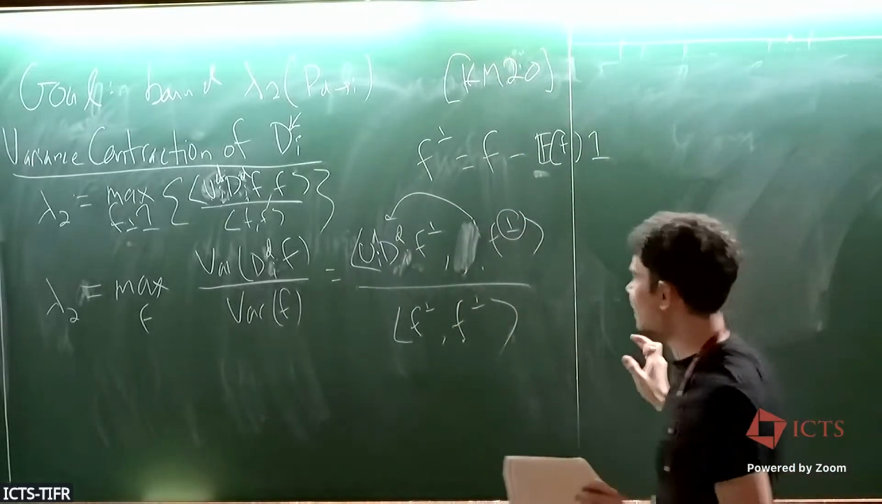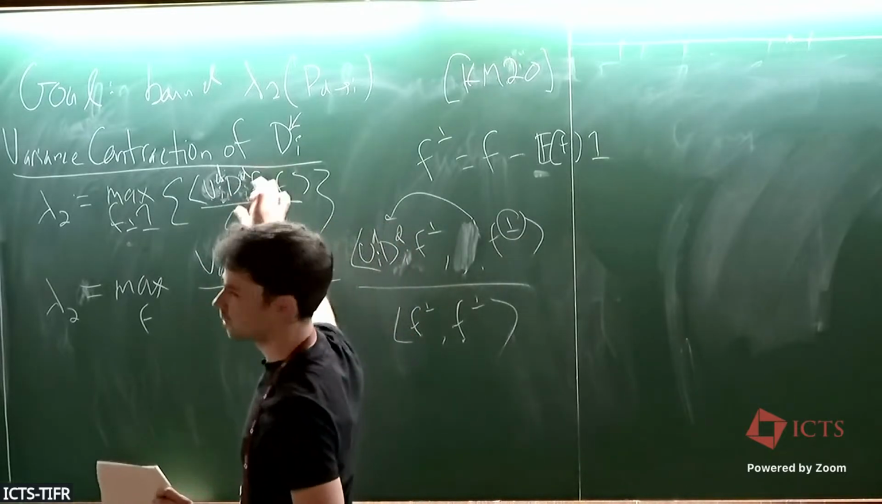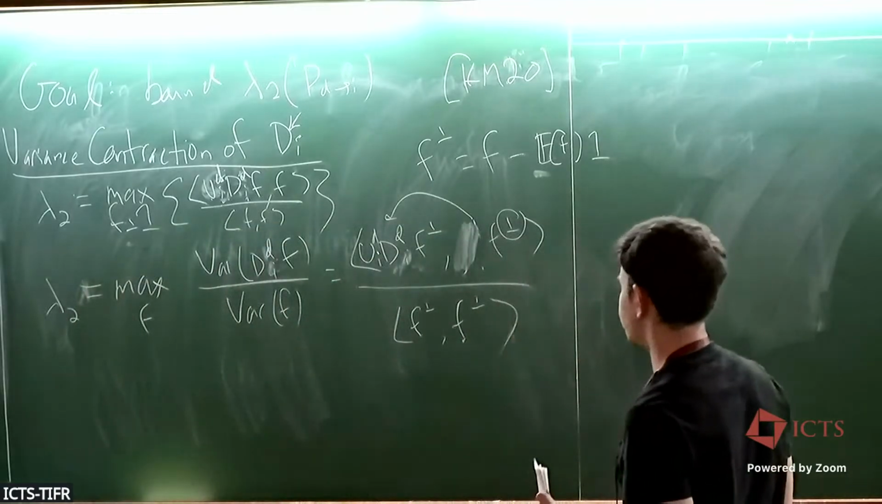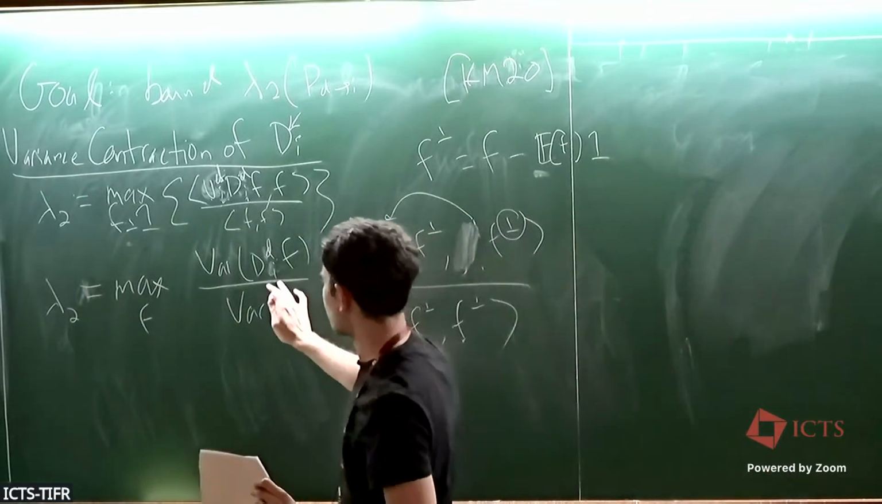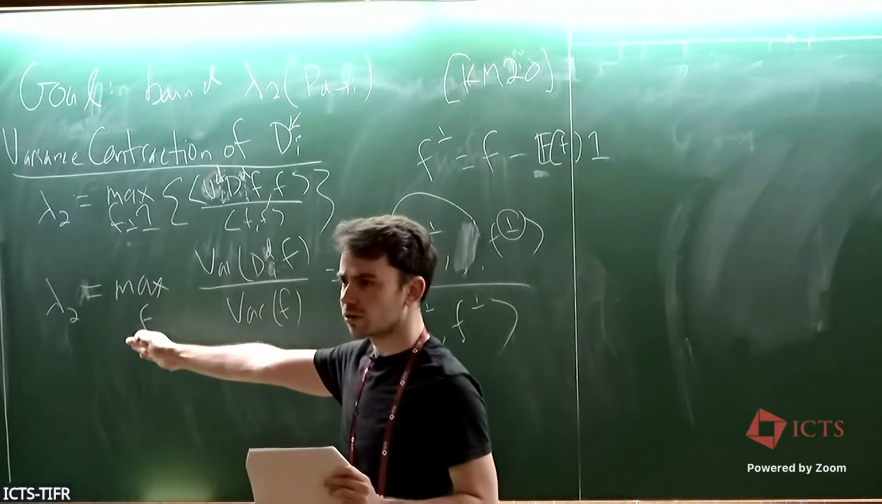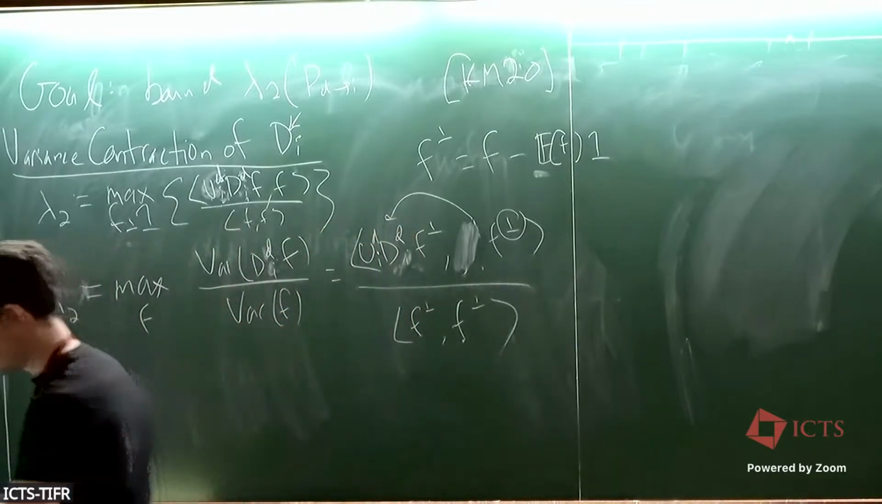It'll be convenient to think of things in terms of this variance expression instead of working with the Rayleigh quotient like we did in the trickling down theorem. Maybe just some intuition for why I would hope that lambda 2 is small here, that this contracts variance.